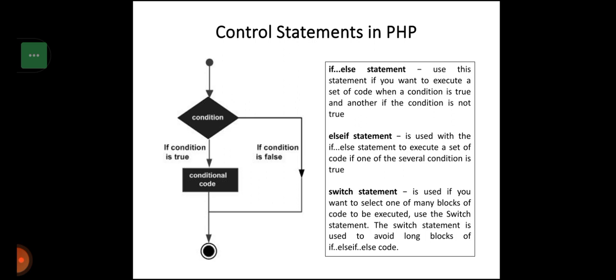Here we can see control statements. If else statement, else if statement, switch statement. Here we can have a small flow chart. There is a condition. If the condition is true, the conditional code will be executed. If the condition is false, it goes out of the if condition.